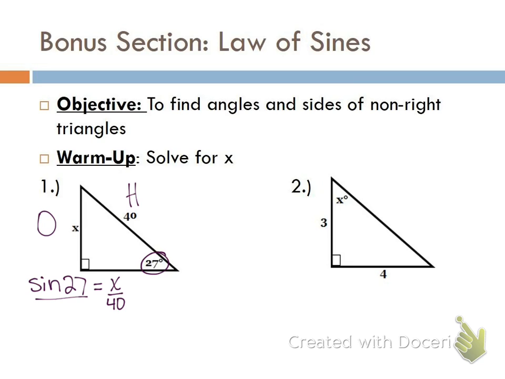To solve this, we would cross multiply, and then there's really nothing to solve because x is already alone now, but we do need to calculate 40 times the sine of 27 degrees. We'll go ahead and round to the nearest tenth. 18.2. Do we agree with 18.2?